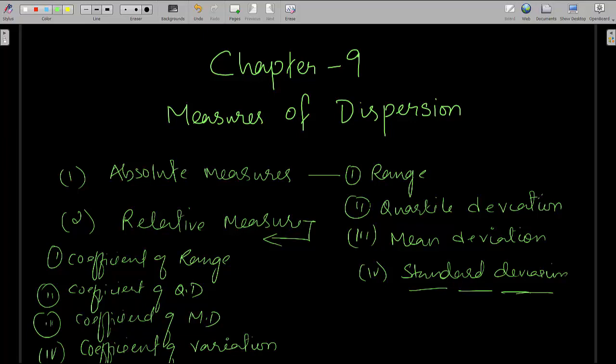In the next two videos, I will discuss mean deviation and standard deviation. Clear? So let's start. The first one is, as I said, range. Now, how do we calculate range? The simplest measure of dispersion is range. It is very easy to calculate.